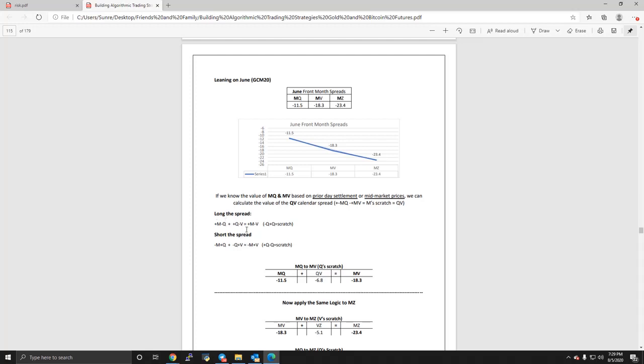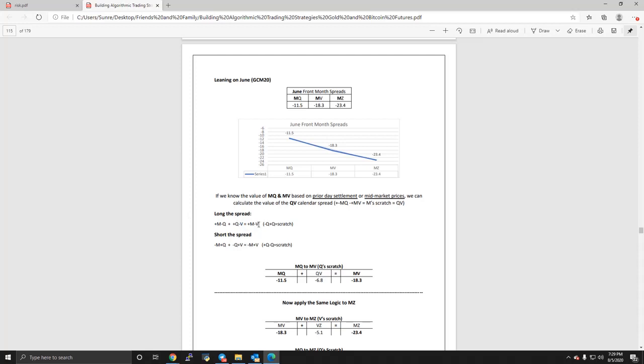You'll notice the math here. These August contracts, these Q contracts, will scratch because in one of our spreads we're short, and in the other spread we're long. So a short and a long are going to offset, and we're left with long M and short October as the variables that are left.